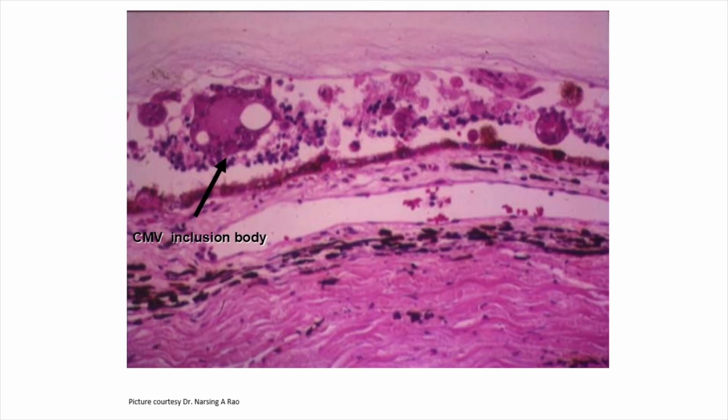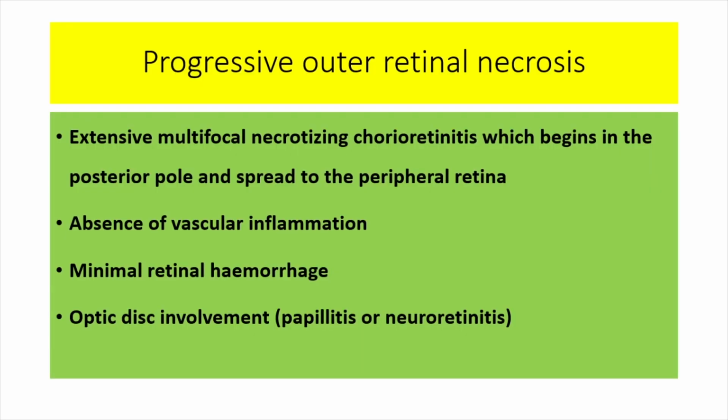And higher magnification showed cytomegalovirus inclusion bodies seen within the necrotic retina as well as in the retinal pigment epithelial cells. Progressive retinal necrosis comprises multifocal necrotizing retinochoroiditis, which begins in the posterior pole and spreads to the peripheral retina. There is an absence of vascular inflammation, minimal retinal hemorrhage.